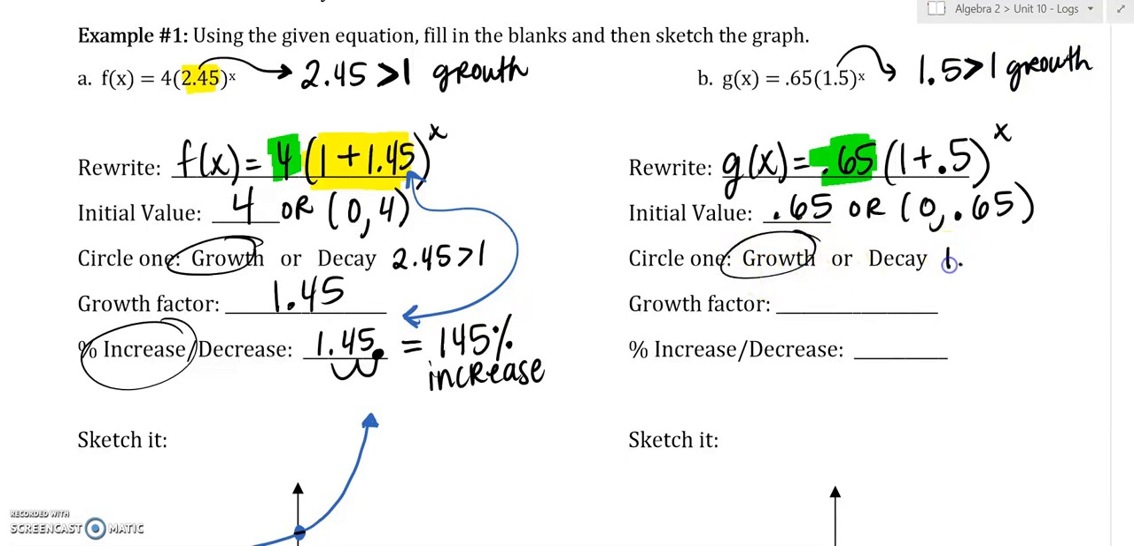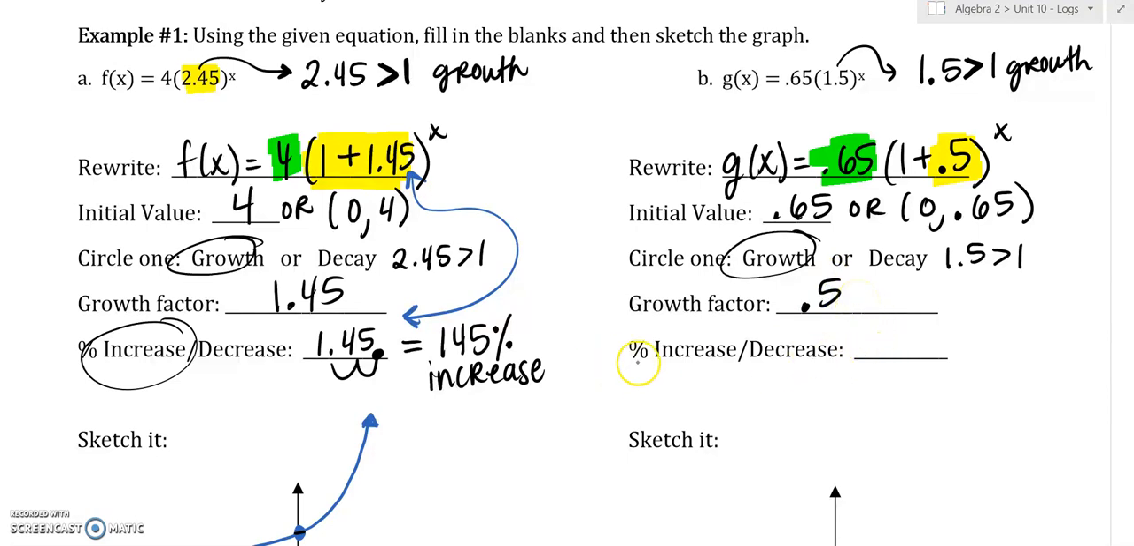I can go back down there. Again, my reason is because 1.5 is greater than 1. The growth factor, and again, this is tricky, you have to look at where you rewrote it. So I just highlighted it yellow. The growth factor is 0.5 for this problem.